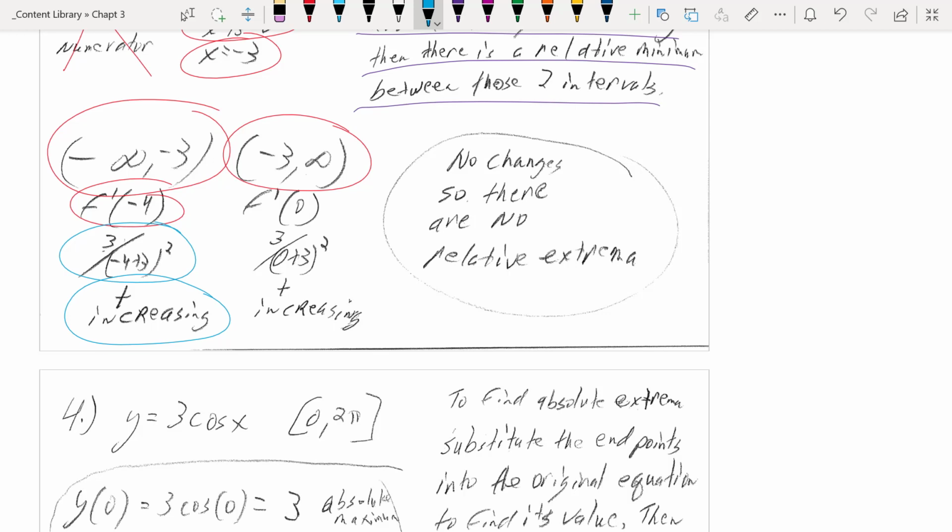From negative 3 to infinity, I choose a 0 and substitute that in, so I get 0 plus 3 squared. So 3 all over 0 plus 3 squared is also positive, so that's also increasing. So there was no change between the consecutive intervals. I went from increasing to increasing, so there are no changes. So there are no relative extrema in that interval.